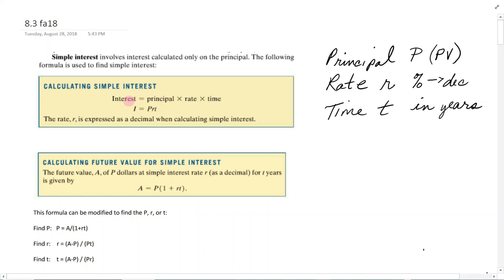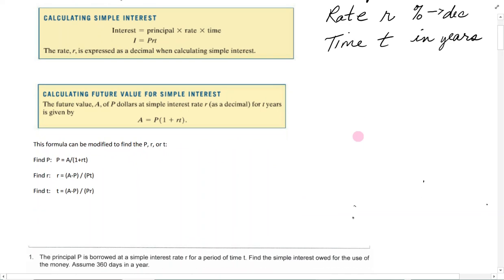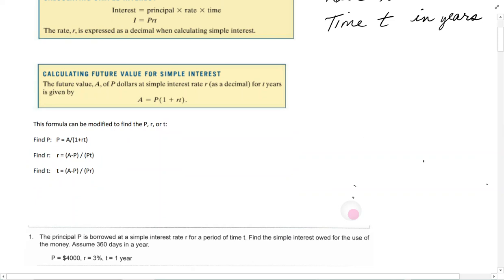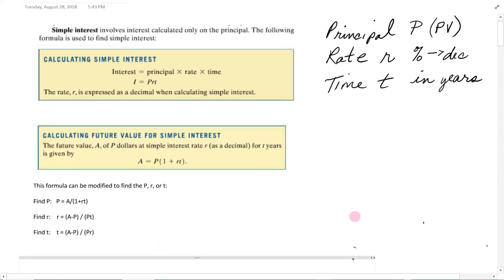We have here a formula for interest. After that, we will look at future value, and then we will modify the future value formula to solve for the principal, for the rate, or for the time. So what I'd like you to do is maybe pause the video, make sure that you have these things, although you should be able to find them in your yellow packet if you're in a face-to-face class, or in the finance handouts if you're in an online class.